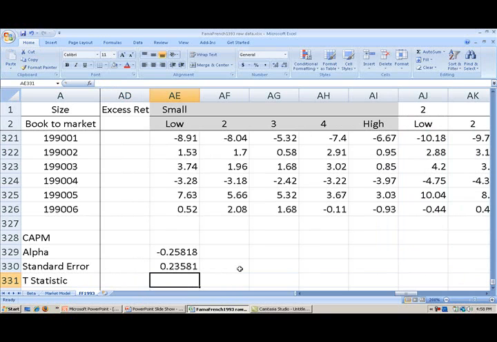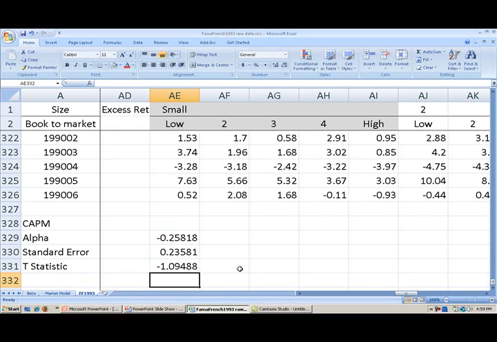We can now calculate the t-statistic for the intercept, because we want to do a t-test. According to the CAPM, the intercept shouldn't be statistically significantly different from 0 if the CAPM holds. The t-statistic is going to be calculated as the intercept minus 0, so we can ignore it, divided by the standard error. So the t-statistic in this case is minus 1.09.